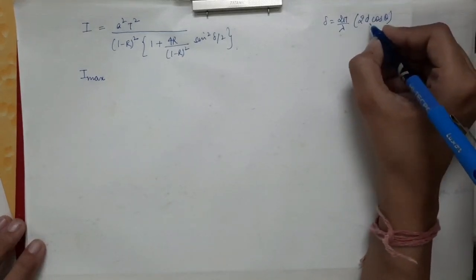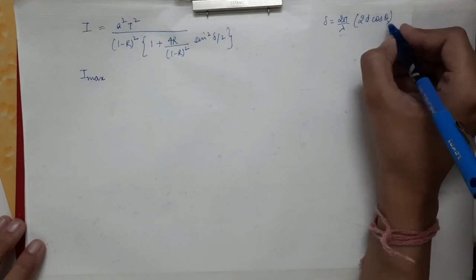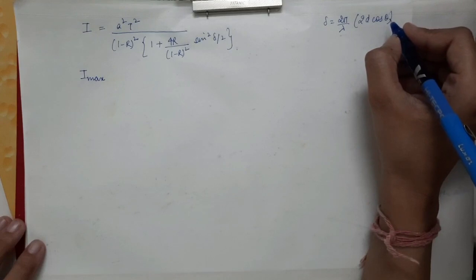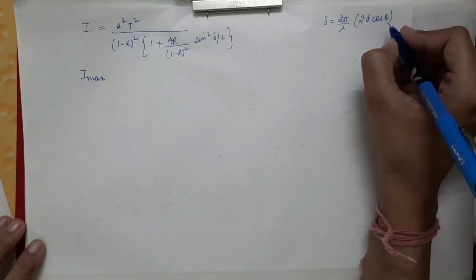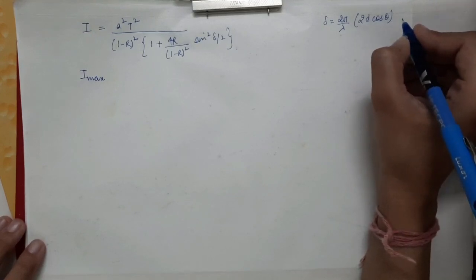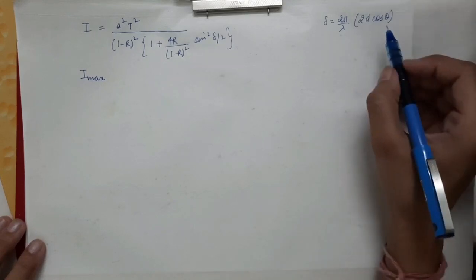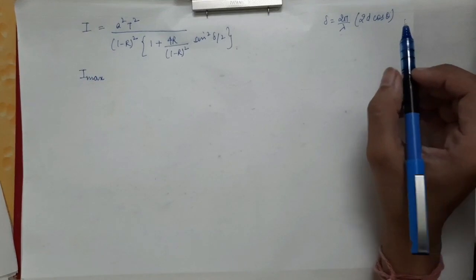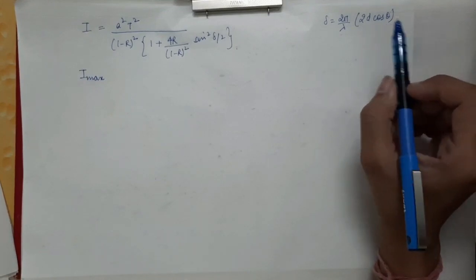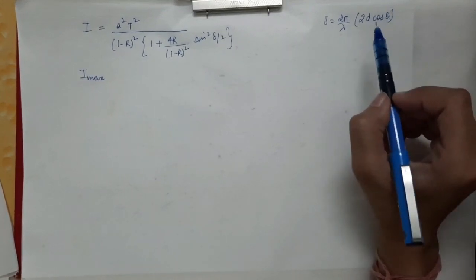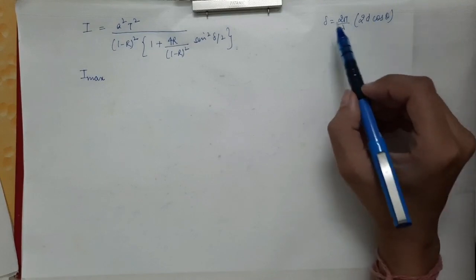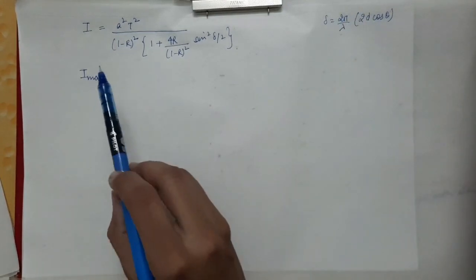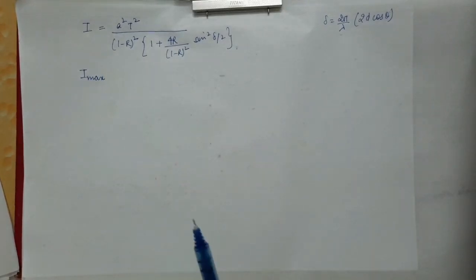So if lambda is fixed, d is fixed, and due to the variation in theta, because light from the extended source is not falling at a particular angle. So it is falling at all angles. So the light from the extended source is not falling at only one angle, it is falling at a large number of angles. So there will be different values of theta, and corresponding to different values of theta, there will be different values of delta. So what will be the maximum intensity on the screen?